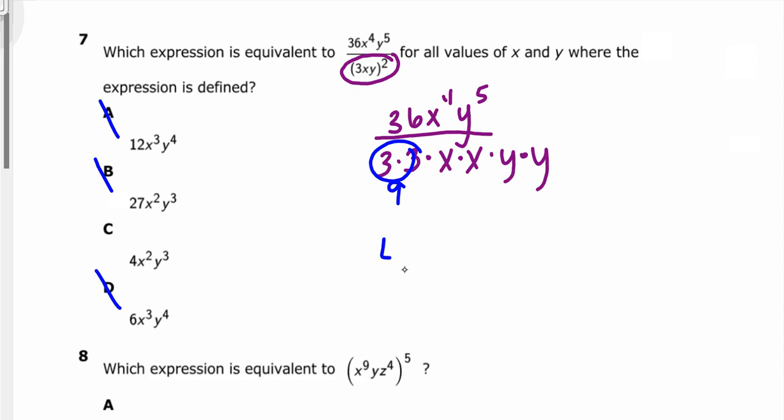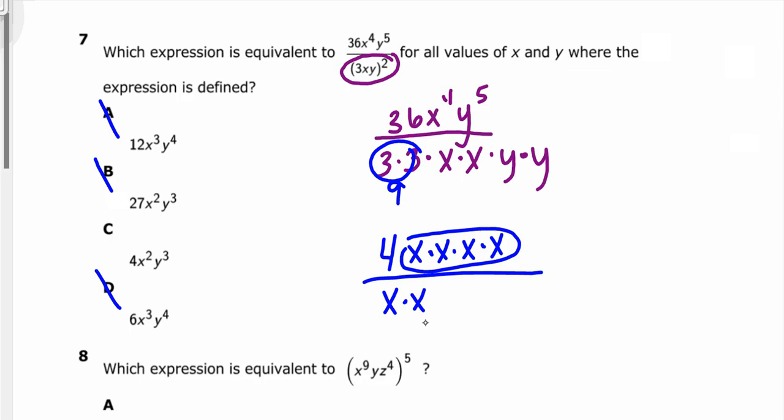So I have 4. Okay, now let's take care of our x's. I have x times x times x times x for that x to the 4th on the top. And on the bottom, I have x times x, so that's x to the 2nd. So this x and this x will cancel with these two x's to make 1. And I'm left with x to the 2nd power. So 4x to the 2nd is where we're at.